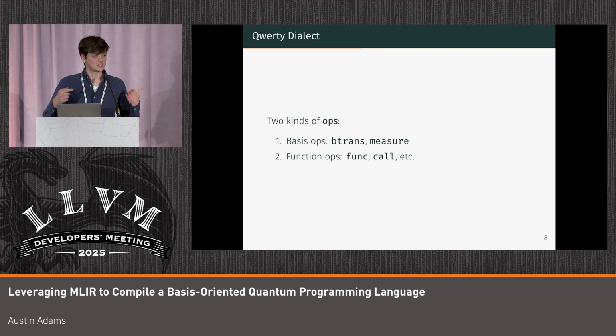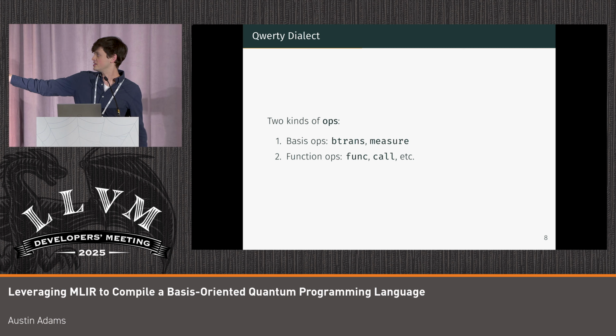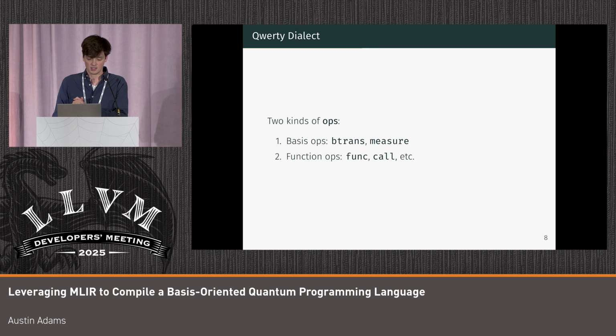The first are these kinds I just mentioned, where these are quantum ops with a basis attribute of some kind, like this state change, this basis translation, state evolution, or a measurement in terms of some basis. But the second category is function-related ops. So it kind of looks like the func dialect a little bit, in that you have a func constant, call indirect, you have a call, func op, etc.